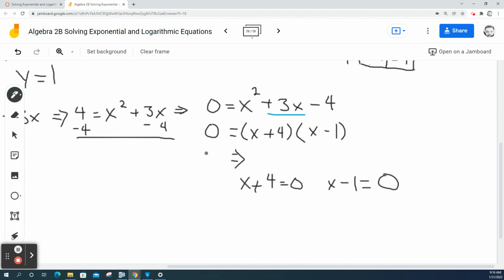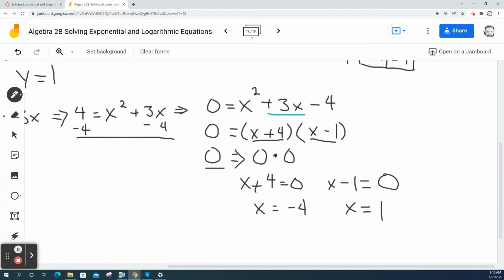How do I know that? Because you got to think, what equals 0? 0 times 0 equals 0, right? So that means that this has to equal 0 and this has to equal 0. So then I solve. This becomes x equals -4, and this becomes x equals +1.